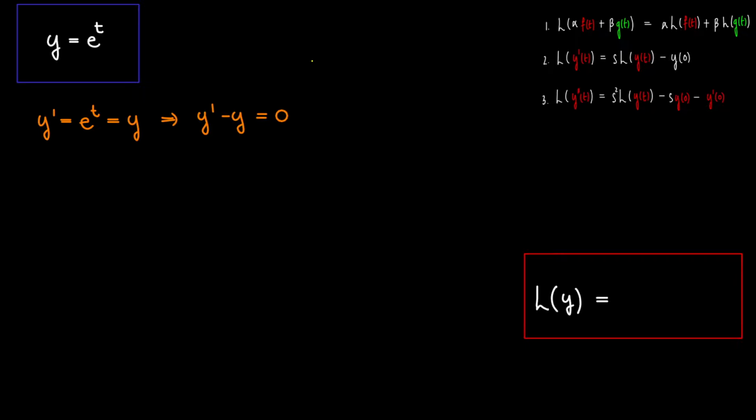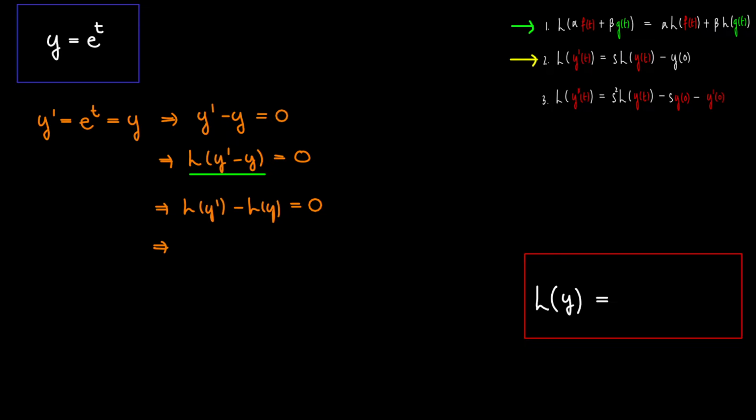Now we're in a position to apply a Laplace transform to both sides and use formula 2 here. So let's do that. We take the Laplace transform of both sides. The Laplace transform of y prime minus y is equal to the Laplace transform of 0, which is 0. Now we can use the first rule, linearity, and apply it to this expression to get L of y prime minus L of y is just equal to 0.